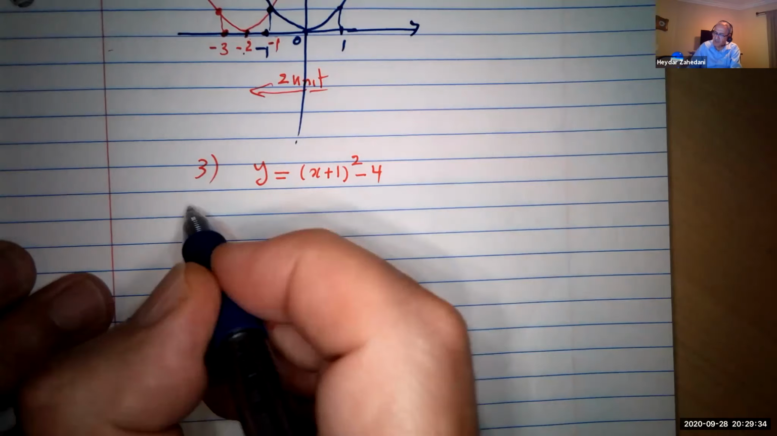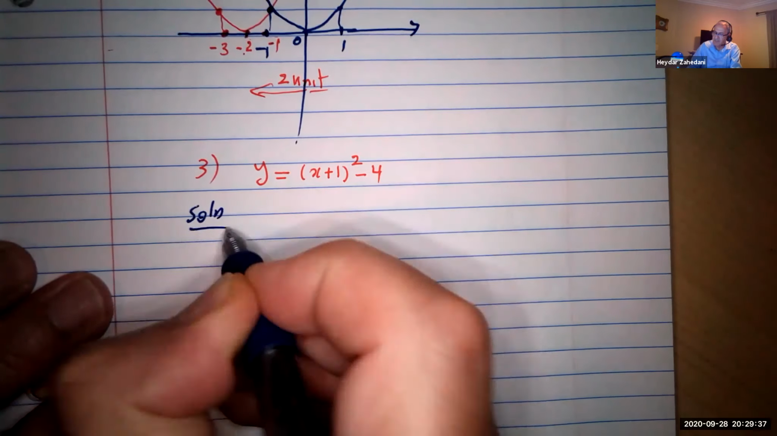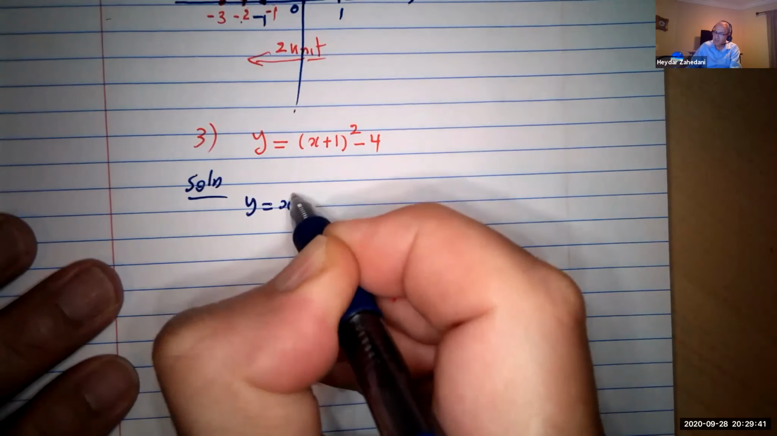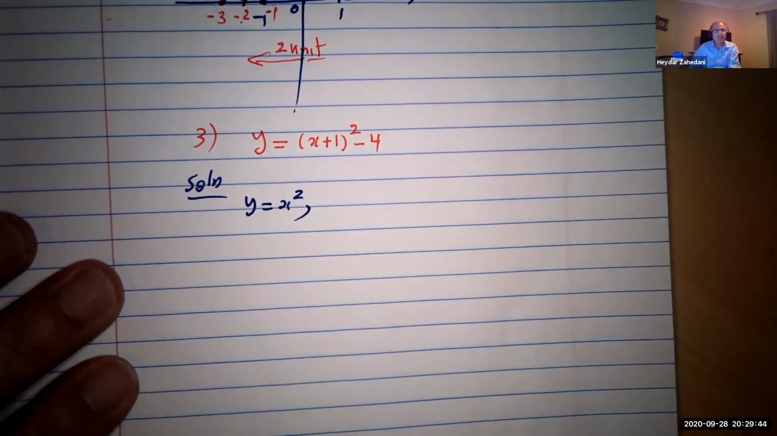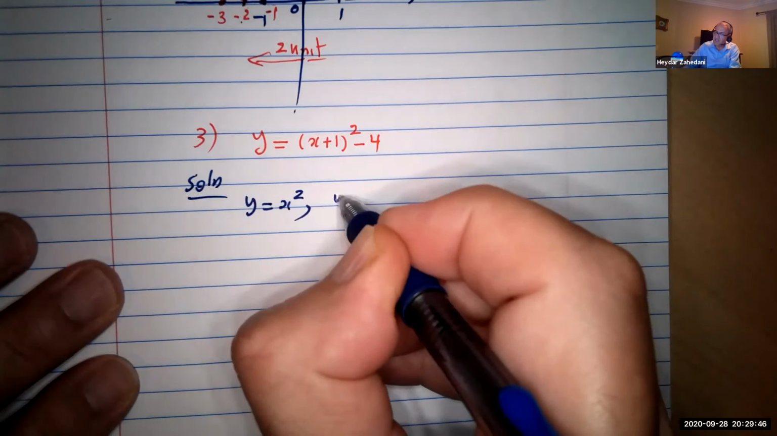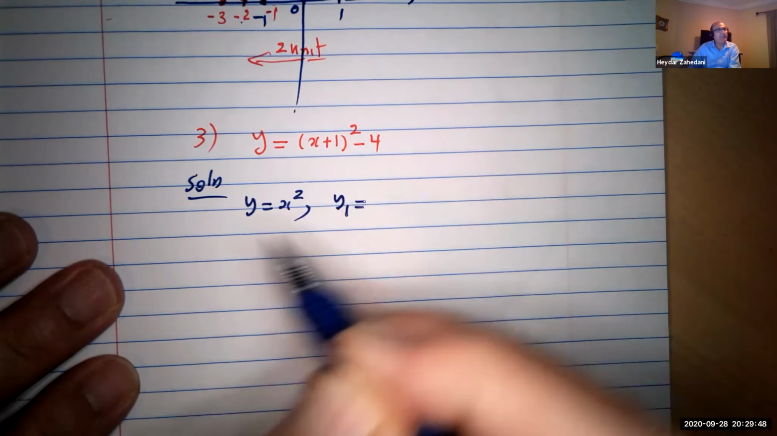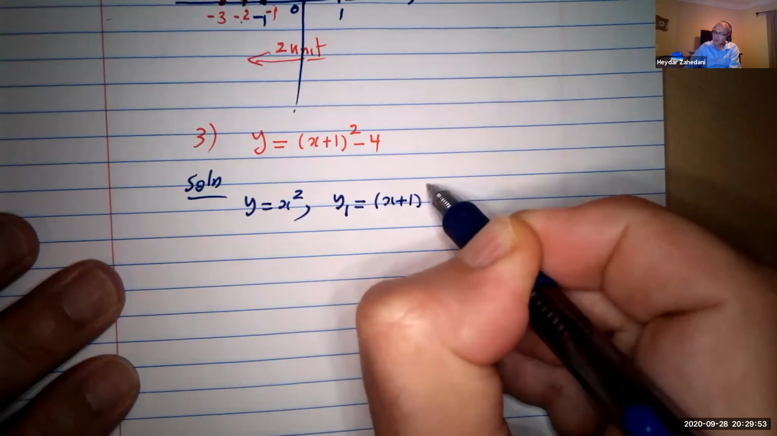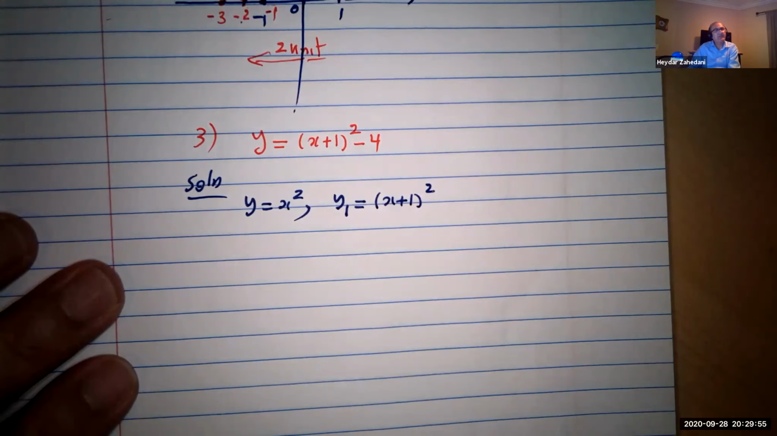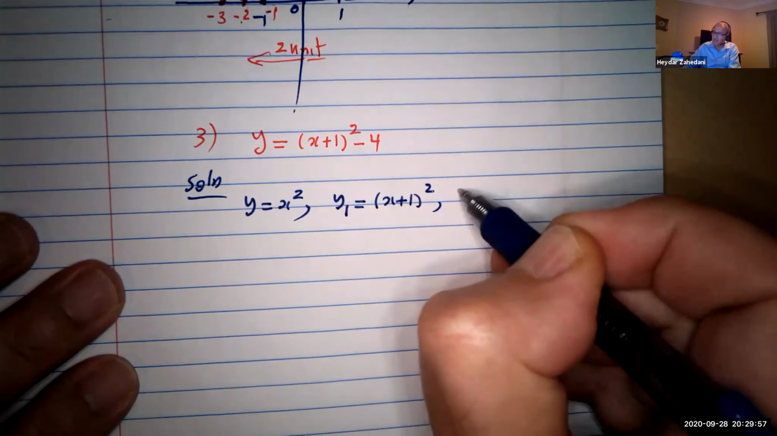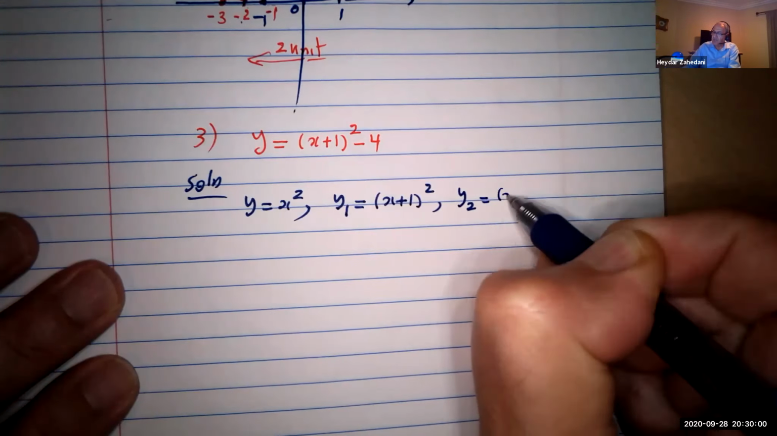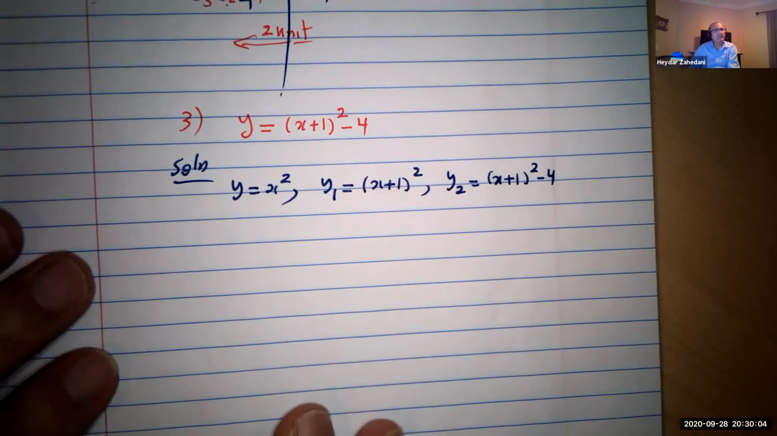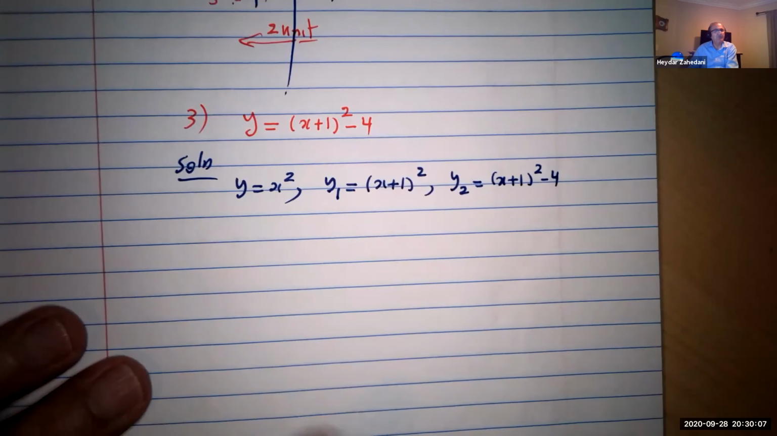So the solution is going to be this. Your parent function would be x squared, y equal to x squared. Then we introduce the first action, y1, we call it. The y1 is going to be x plus 1 all squared. And then we get the y2, which is going to be x plus 1 all squared minus 4. That's how you think about it. We can do it right away.